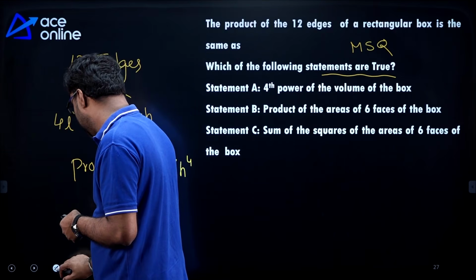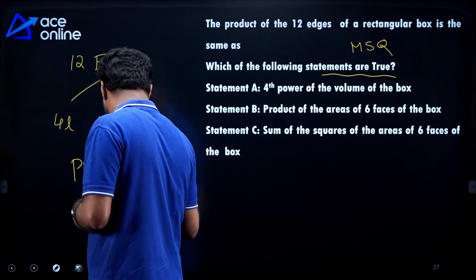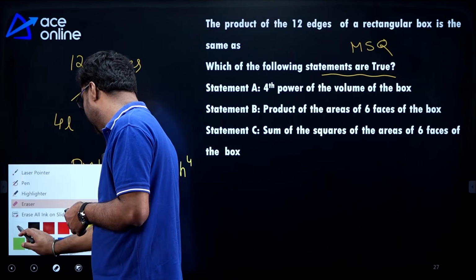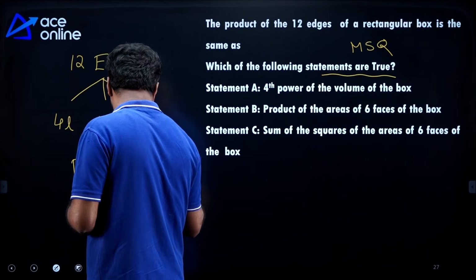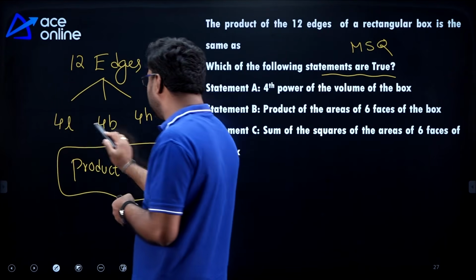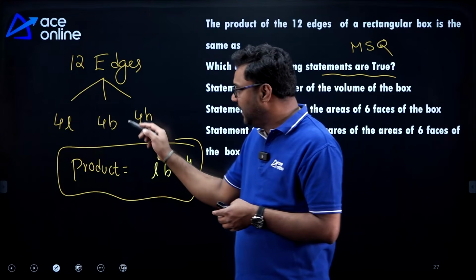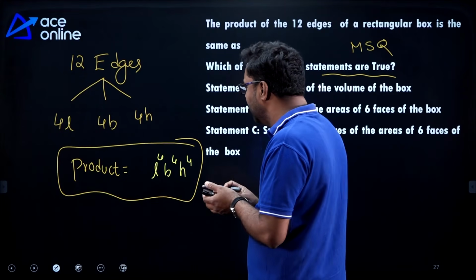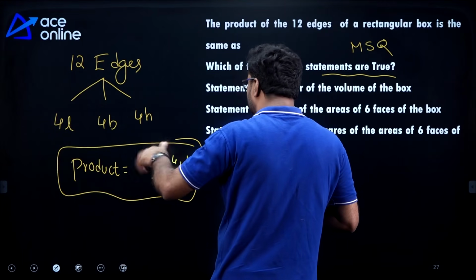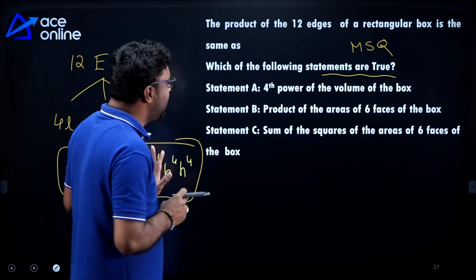One moment, sorry. Directly, why is 64 not required? L power 4, B power 4. We have 4 related to length, 4. L's are 4 times: L into L into L into L, B into B into B into B. So it's L power 4, B power 4, H power 4, not 64. Now, that we required.